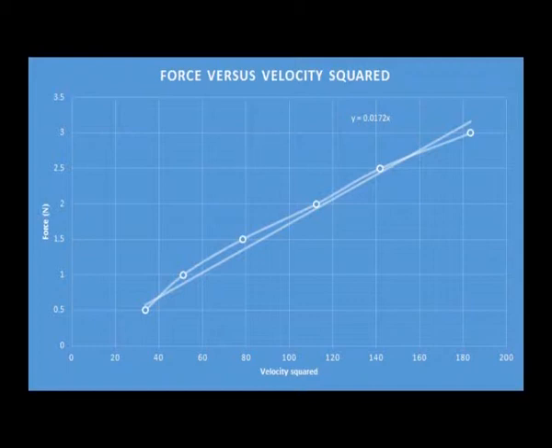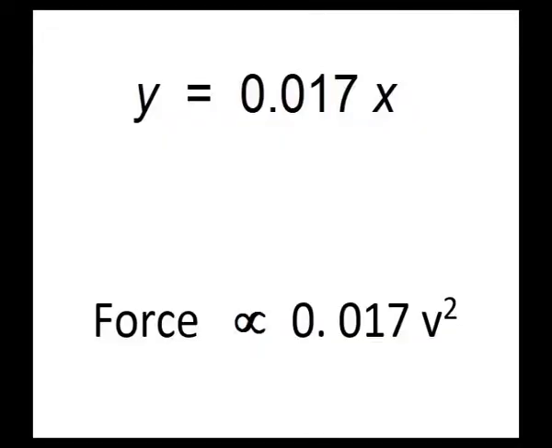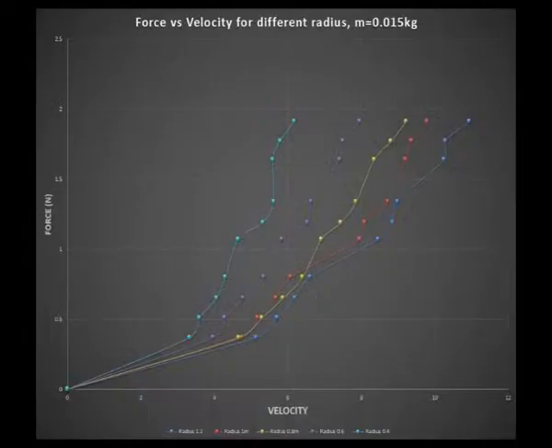If this graph is linear and passes through the origin, then we can show that the force is directly proportional to the velocity squared. In a similar way, a graph of force versus velocity can be recorded for various radii.